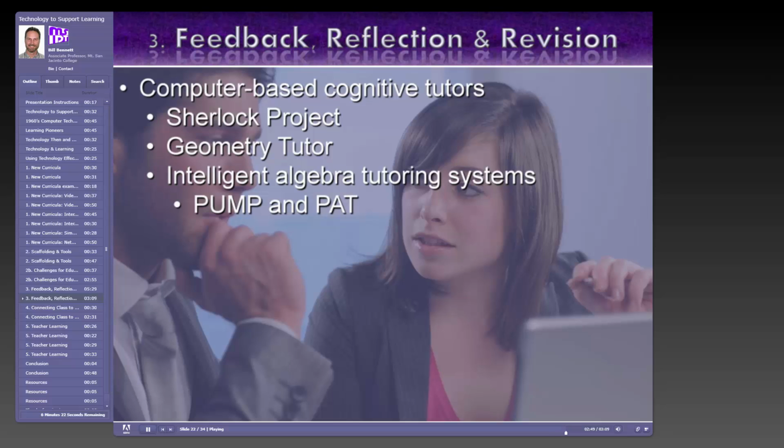An intelligent tutor, PAT, or PUMP Algebra Tutor, supported this curriculum. Researchers compared achievement levels of 9th grade students in the tutored classrooms with the achievement of more traditional algebra classrooms. The results demonstrated strong benefits from the use of both PUMP and PAT.